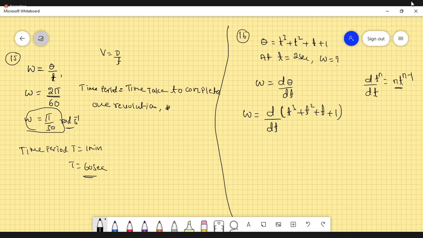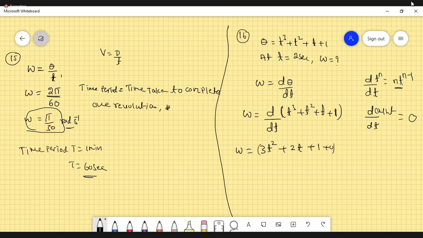So here omega equals d by dt of t cube. Instead of n, 3 is there. Therefore, 3 into t power 3 minus 1 is 3t square, plus 2 into t power 2 minus 1, which is 2t, plus dt by dt, which is 1. And d by dt of a constant will be 0. Formula: d by dt of a constant equals 0. Here a constant is any numerical value without any variables. So plus 0.